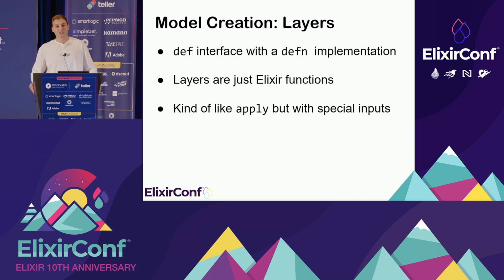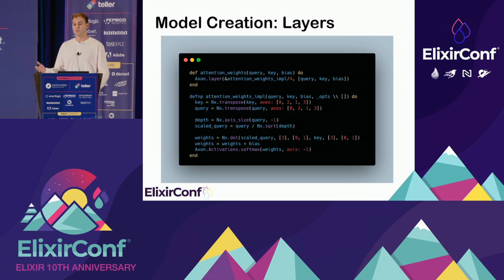Layers in Axon are just Elixir functions. One of the things I was considering when designing the framework was to take a behavior-based approach. If you're familiar with PyTorch, every single layer is an NN module, and then you have to implement an initialization and a forward function. I thought it might be wise to go with a similar route, but then I felt like I was forcing a pattern onto Axon that didn't necessarily make sense in the framework of Elixir. So layers in Axon are just an interface and an implementation, and they're just Elixir functions. It should feel really similar to using kernel apply.